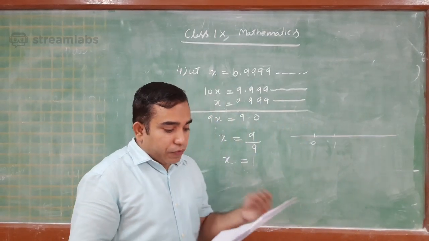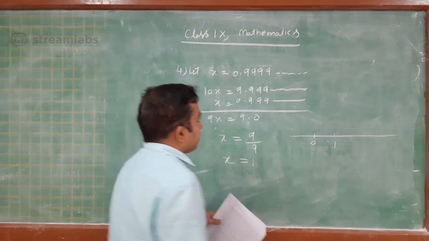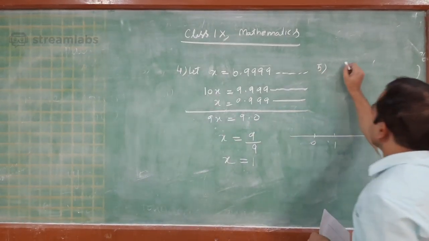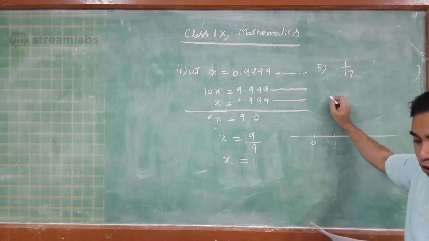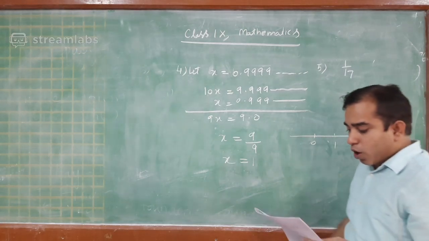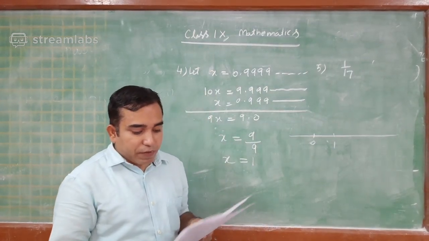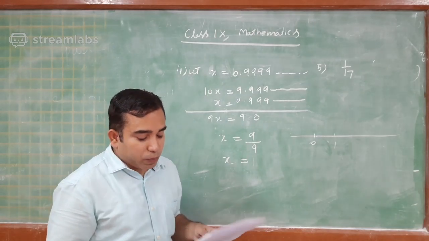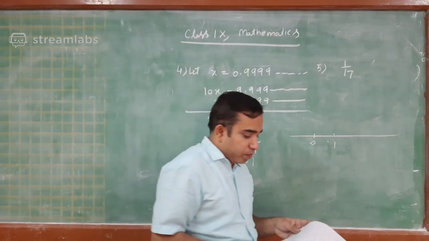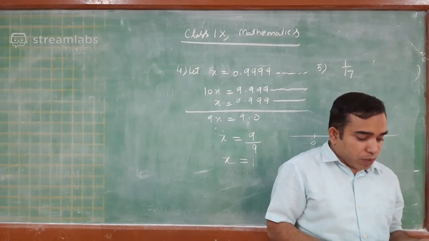Similarly, the fifth question is also based on the same track. They are asking that you write 1 upon 17 in decimal form and check how many repeating blocks of digits will appear. So this I am leaving for you. Of course it will go by long division. So 1 upon 17 will be very lengthy. I think 16 digits should repeat.